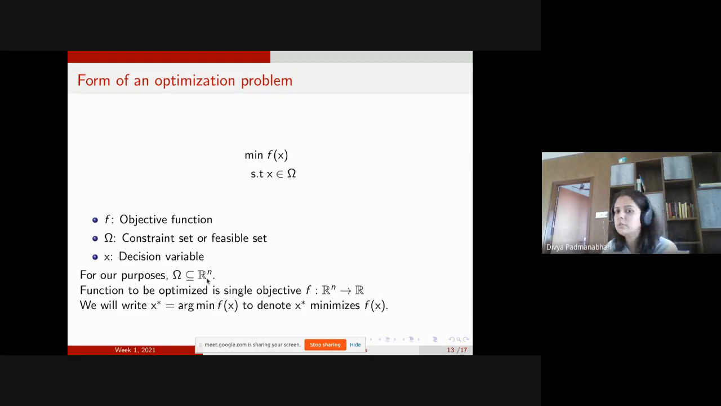Now there are optimization problems where you can go outside the real number space, but for this course we won't do that. And the function to be optimized is going to be a single objective. So f is Rn to R.